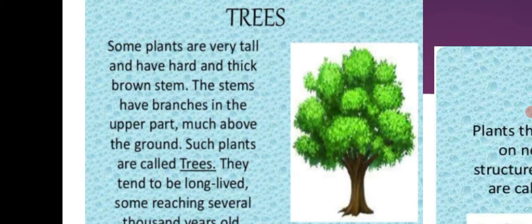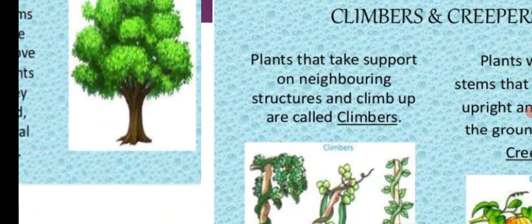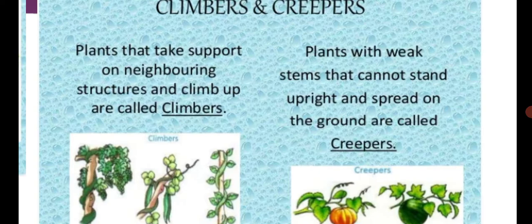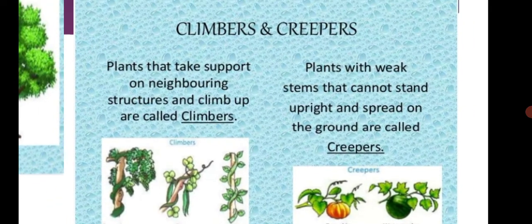After that, you have to study creepers. Plants that cannot stand upright and spread on the ground are called creepers. Example, mint. After that, we have to study the climbers. Climbers climb up with the support of neighboring structures, like money plant, pea plant.